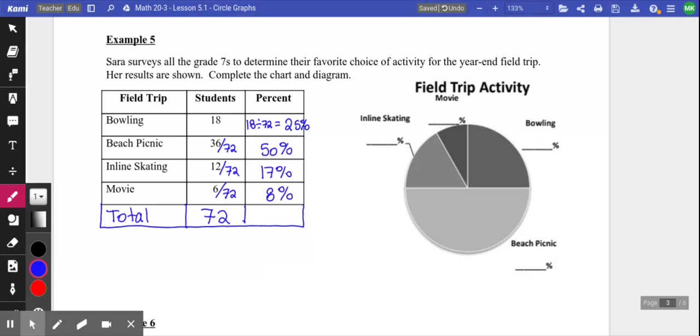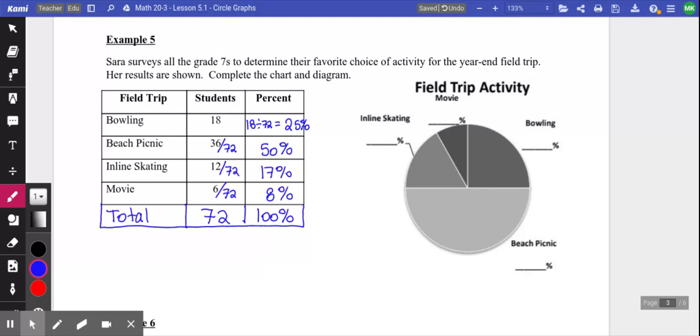And if you do this properly, then you should be able to add up your percentages, and the total percentage should always be 100% because that's everything in the survey. And if you go 25 plus 50 plus 17 plus 8, it does in fact equal 100%. So that's how these things are actually getting made, right? They're taking surveys and then they're turning those surveys and that data into percentages, and then they're making each percent of the circle match up.